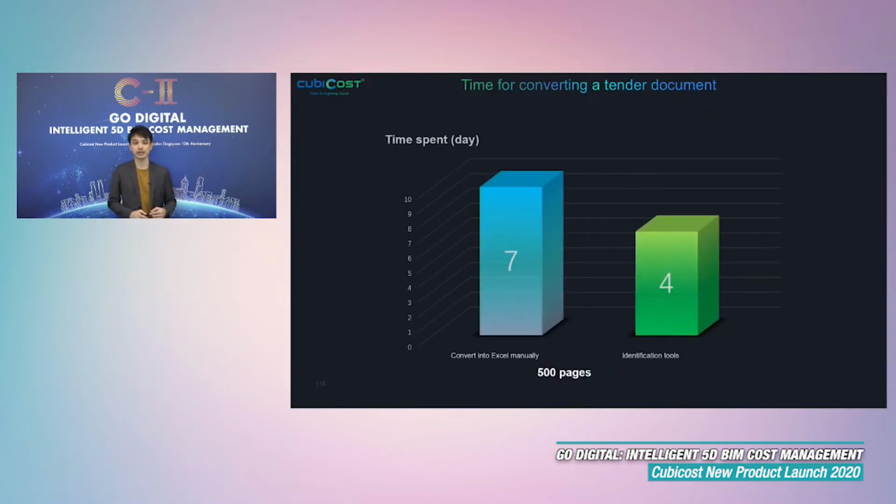According to our survey, contractors usually convert tender documents into editable formats before they proceed to any further works. Usually, the common method is to type manually in Excel files. A document with 500 pages required 2 to 3 QS, with 2 to 3 days to do the work.